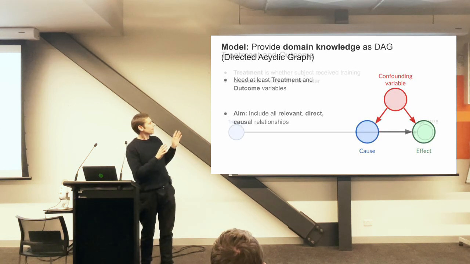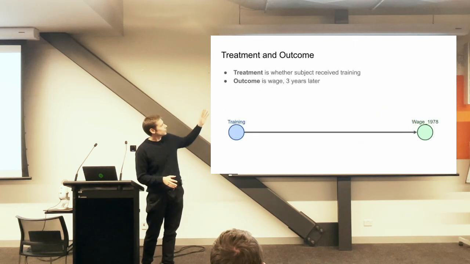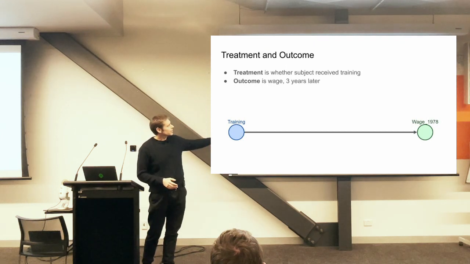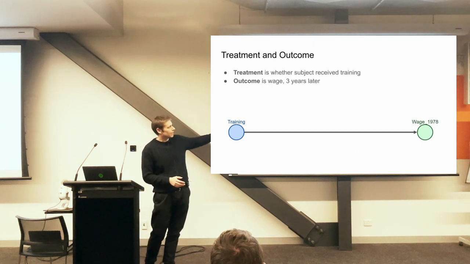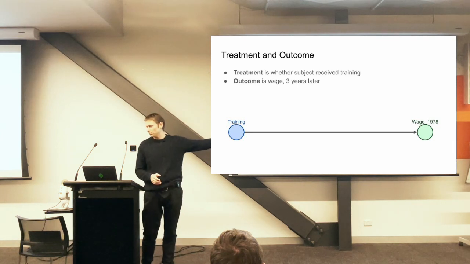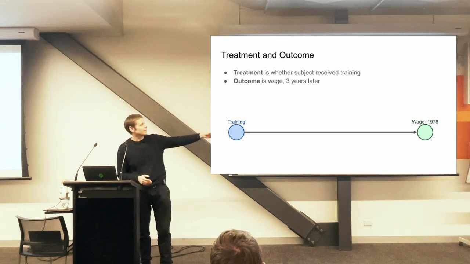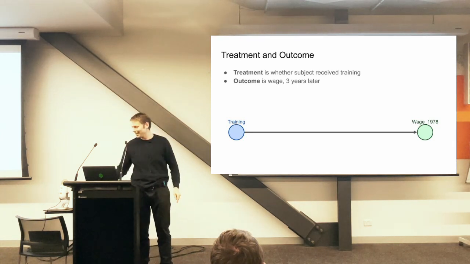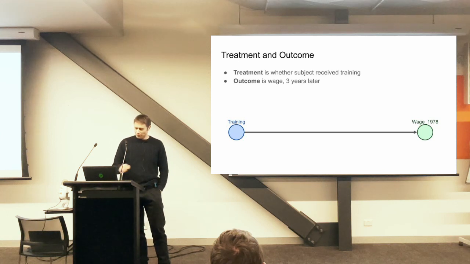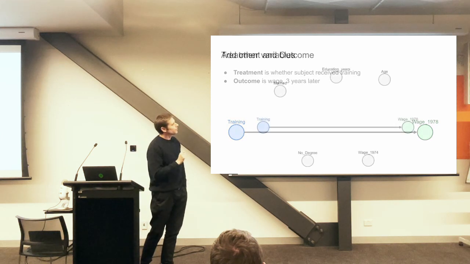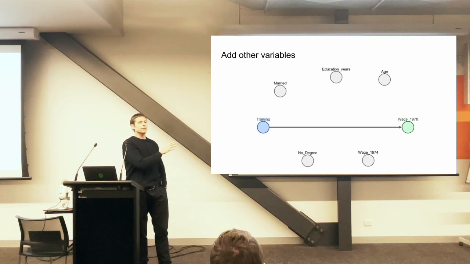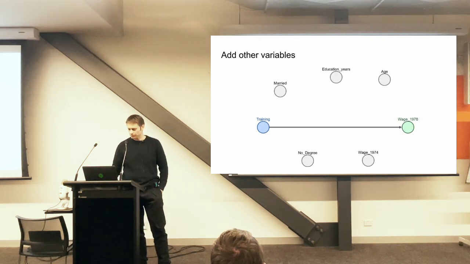So the most basic version, you've got your treatment and outcome. The treatment in this case is, did the subject receive that training course? And then the outcome is what happened to their wage 3 years later. You can see how old this example is, 1978. And then we add the other variables that we've got in the file, the things that we think are relevant to making this inference.